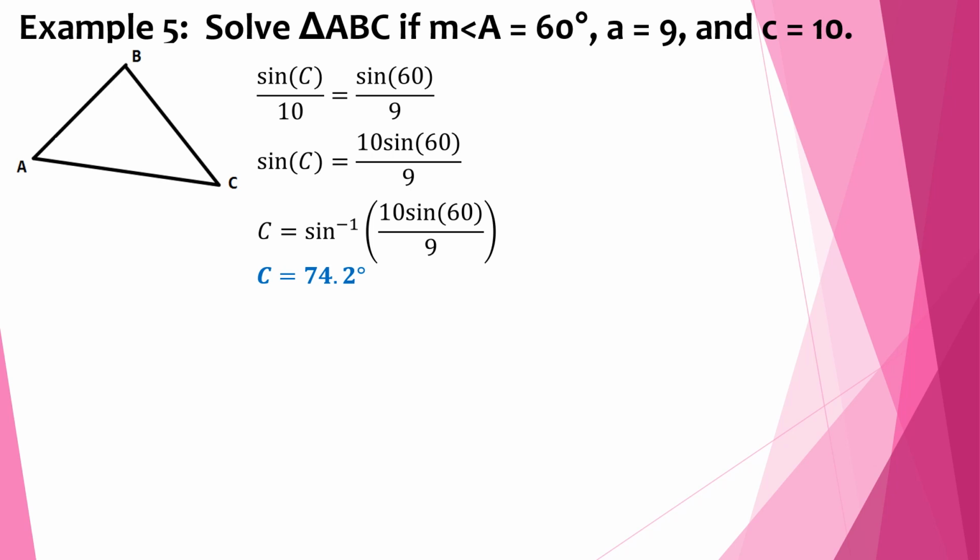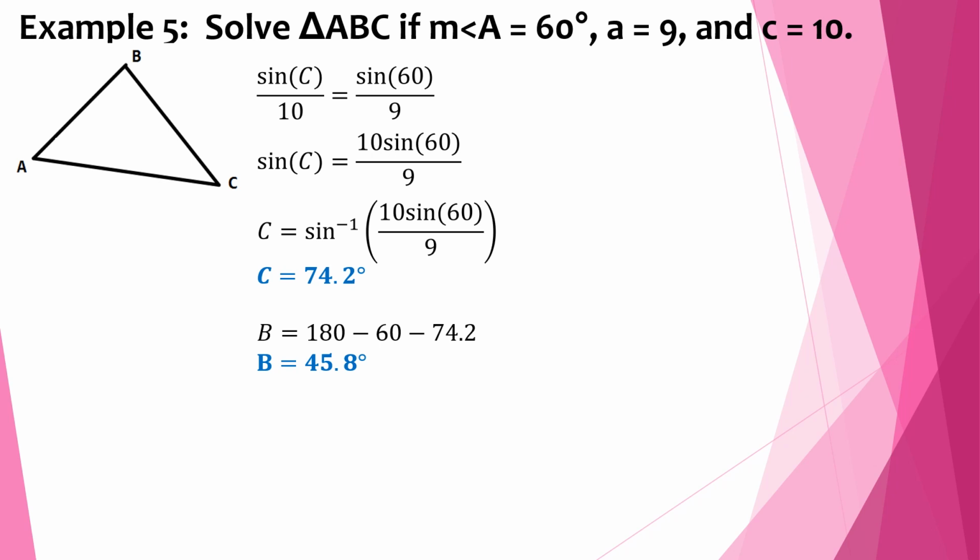Perfect. This is the largest angle so far, and let's check to see what the measure of angle B is. That's the last one we're missing. 180 minus angle A, which is 60, minus angle C, which is 74.2, gives us a value of 45.8 degrees for the measure of angle B.